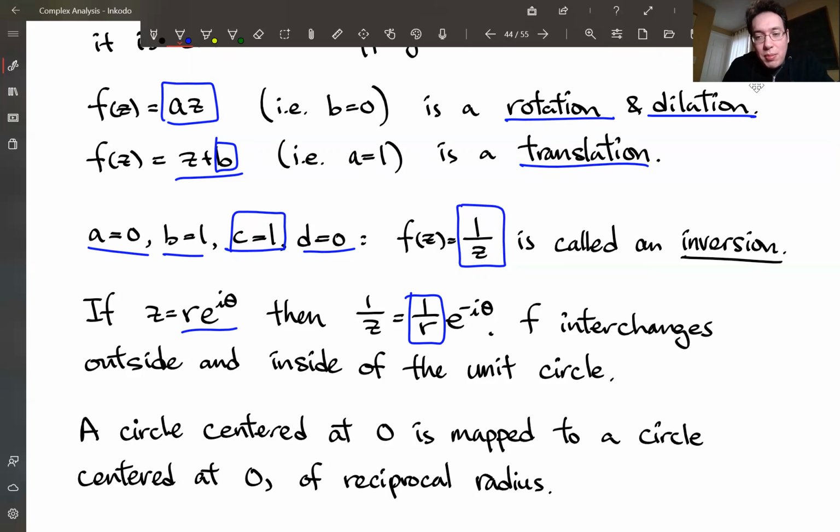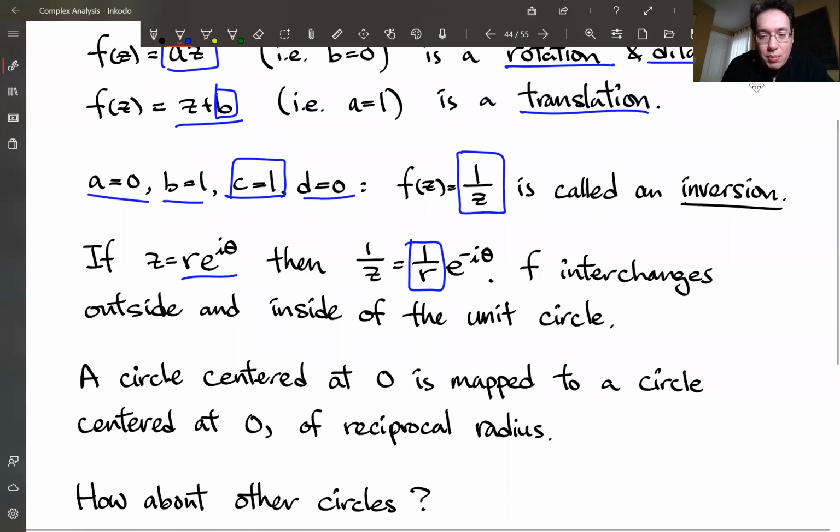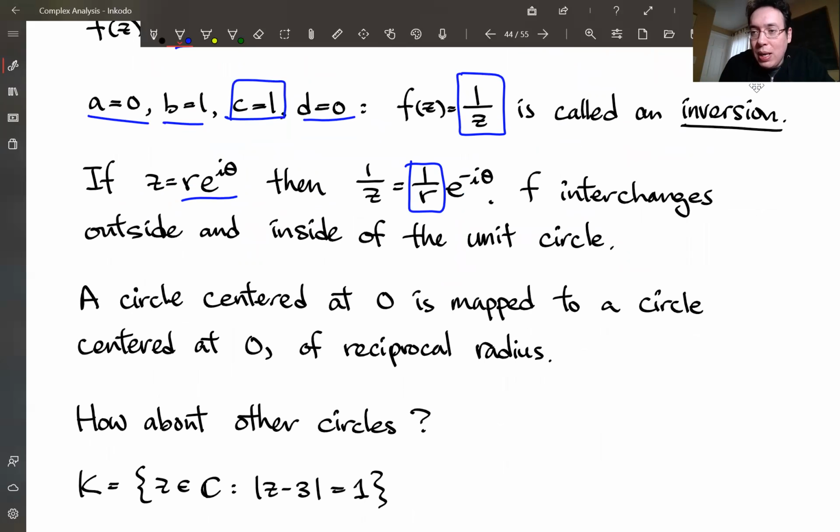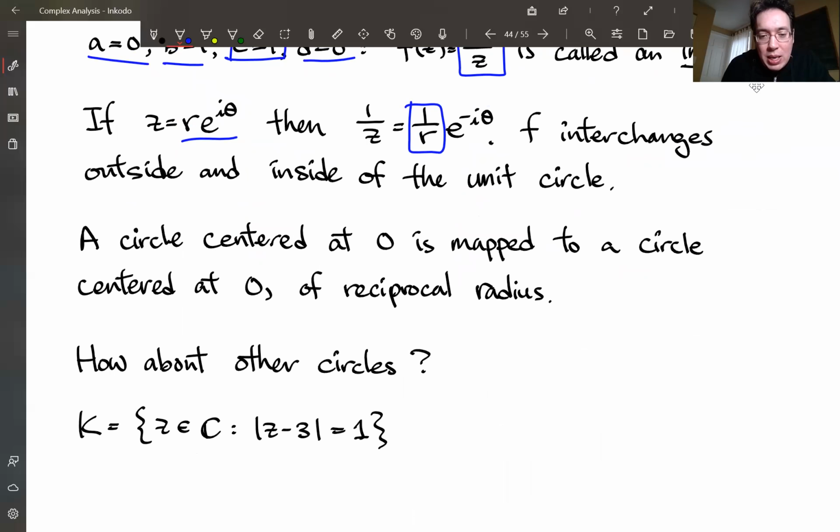But this basically means that if you have a circle of large radius, this will get mapped to circles of small radius because the modulus is inverted, and vice versa. So small circles become large, and the unit circle will map to the unit circle itself. Okay. All right. So what else does it do other than change the radius of the circle? Let's figure out what it does to other circles.